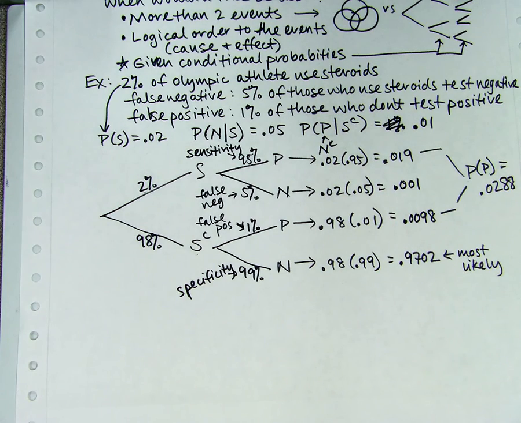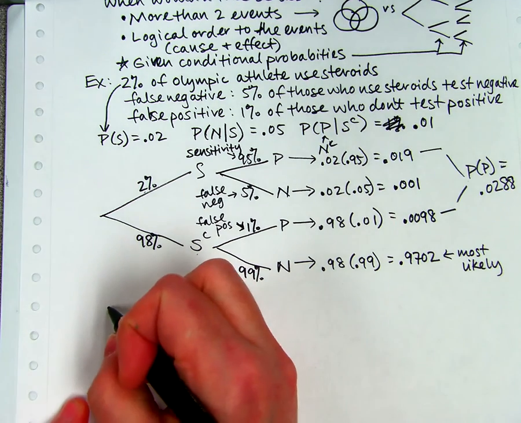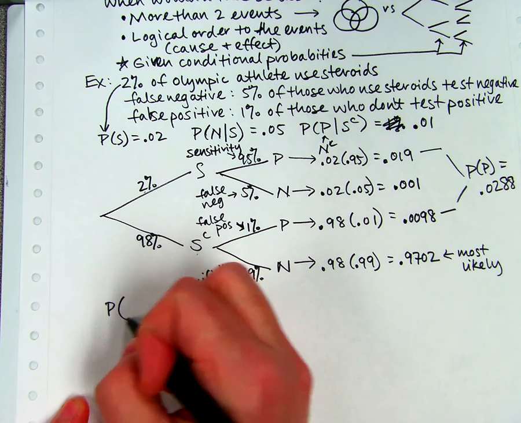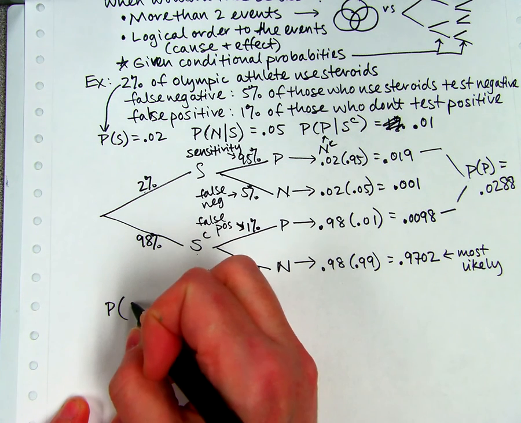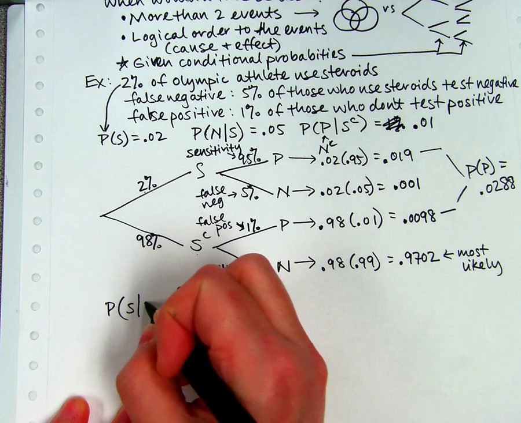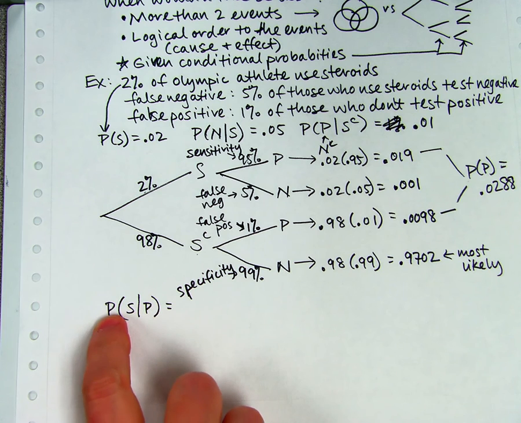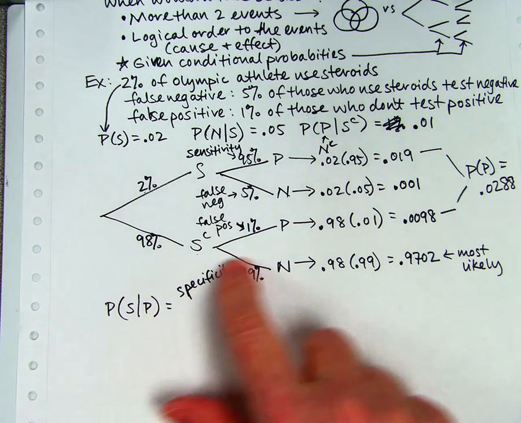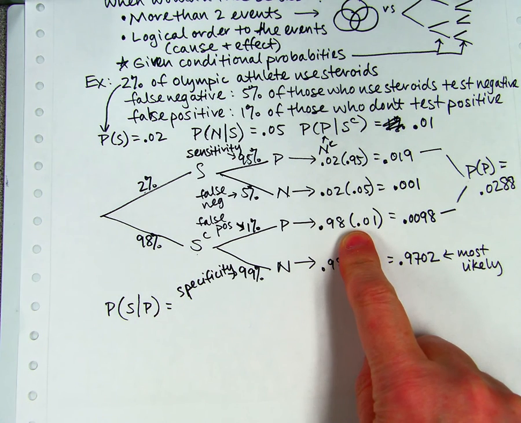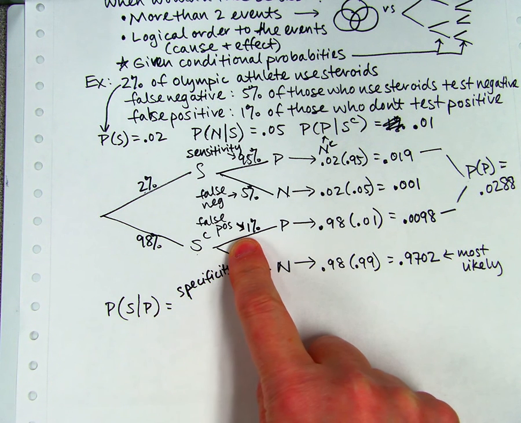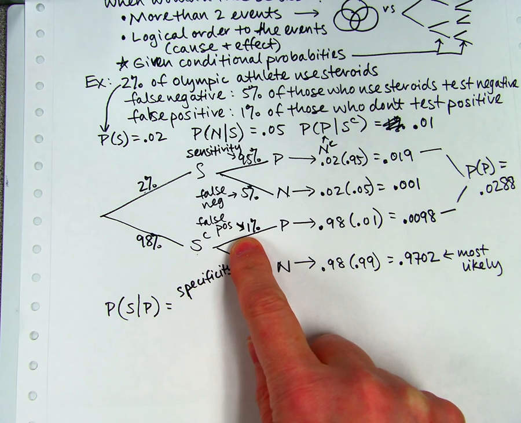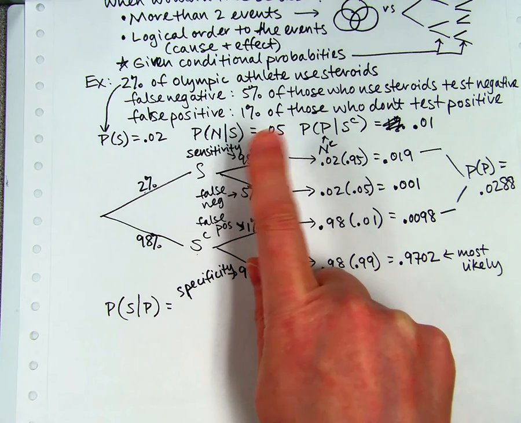I'm going to ask you an interesting question. What's the probability, if you find an athlete that tests positive, that he or she actually took steroids? That's interesting because that's not the same as the positive given steroids. Positive given steroids, that's this one. Not that one. That's not what we're talking about. Actually, it's this one. Oh, I got myself mixed up. I'm sorry. So it's not the same as positive given steroids, which is this one.